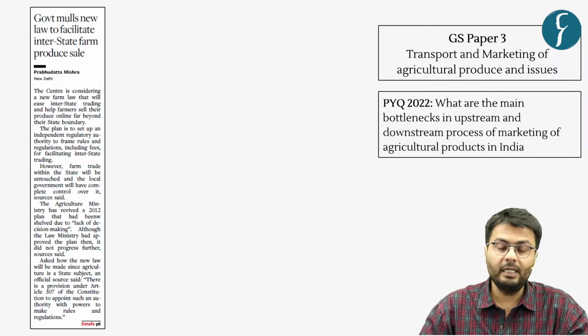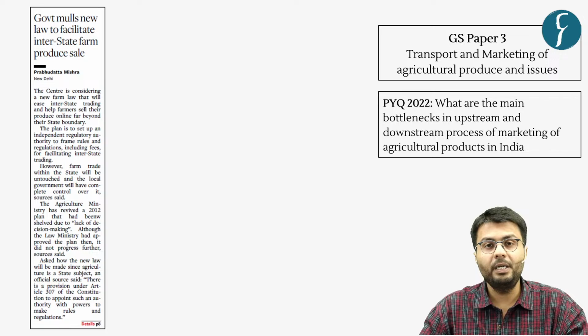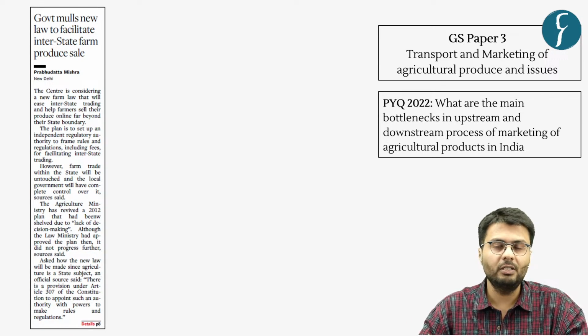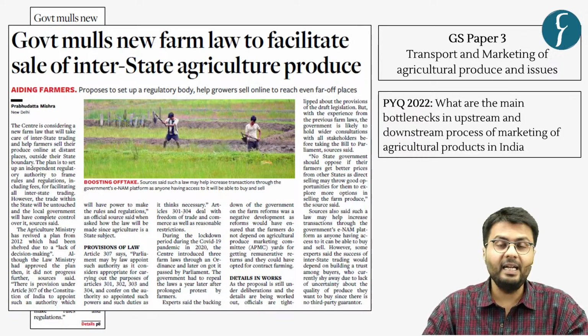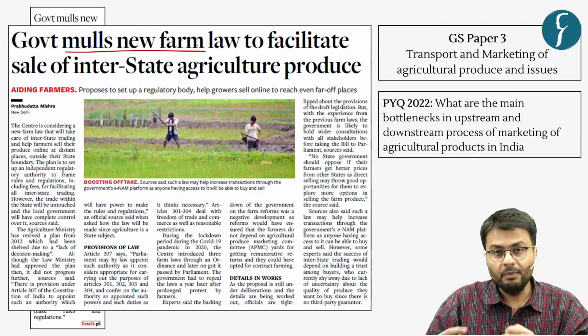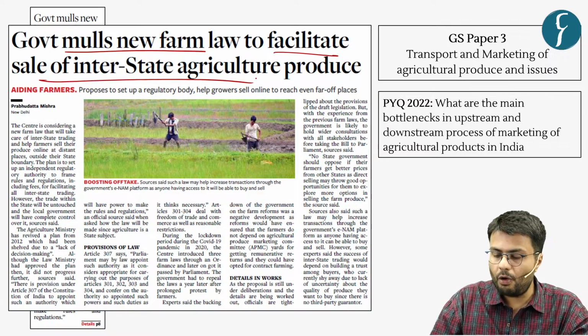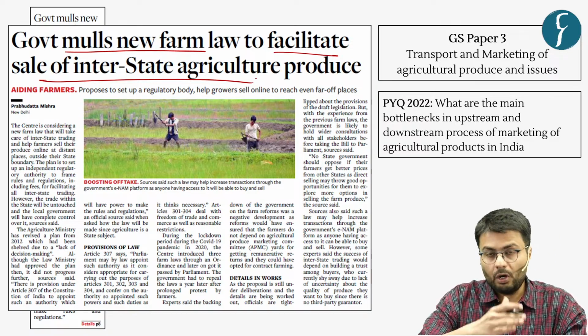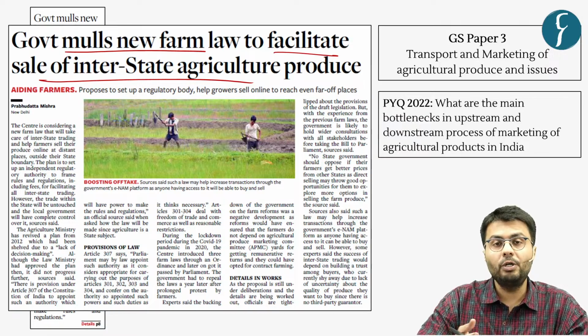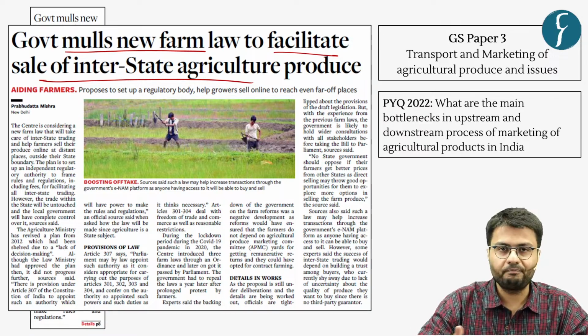Now, the first article of the day, which you can see appeared in the Business Line newspaper. There are two articles on the same topic, which highlight that the government is planning to bring a new law which will facilitate the sale of agricultural produce between different states.